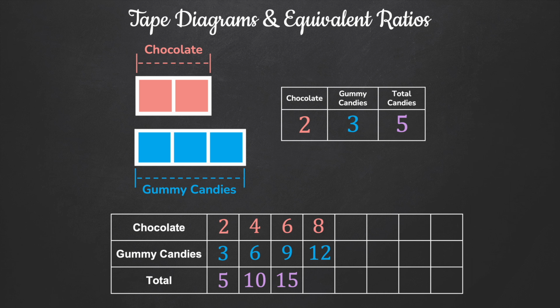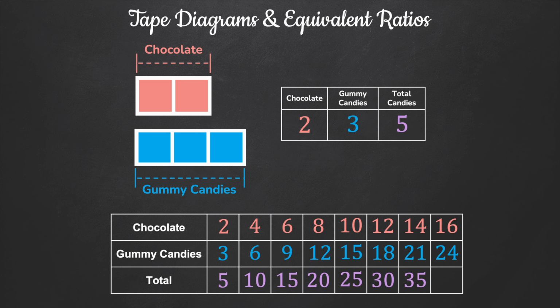And then we're going to go ahead and continue that pattern so that we could create equivalent ratios on this table. And remember that we could keep going on forever, so we're going to just stop here.